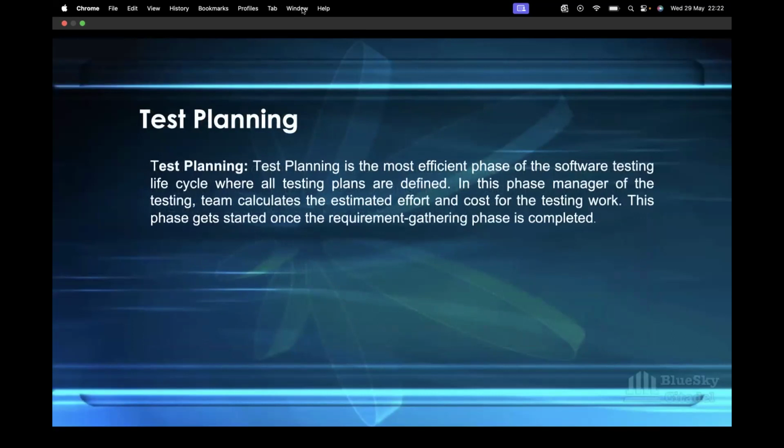So test planning is the most efficient phase of the software testing lifecycle, where all test plans are defined. In this phase, the manager of the testing team calculates the estimated effort, like we did in the demo. I don't know if you've done that in your sprint. You will do estimation, and then the cost for the testing work. This phase gets started once the requirement gathering phase is completed. It involves creating a test plan, and that test plan will help you outline the testing strategy as well as the objectives.